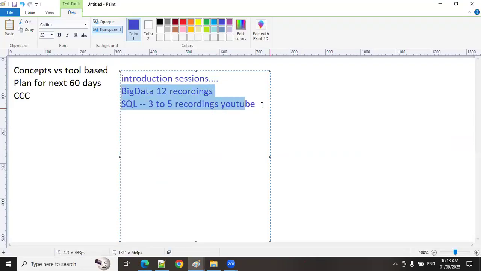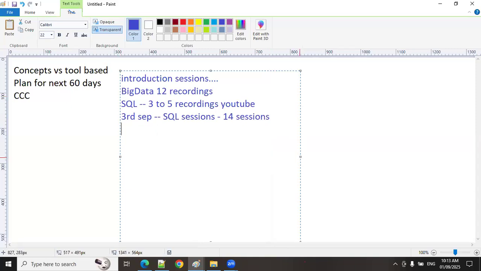Fine. So for the next 3 days you are completely busy. You should be busy, right or wrong? Big Data and SQL, and from Wednesday onwards, 3rd September, we'll start SQL sessions. In total, around 13 to 14 sessions will be required, based on your batch. In some batches we finish in 11 sessions, and in some it takes 14-15 classes, based on your understanding or response.